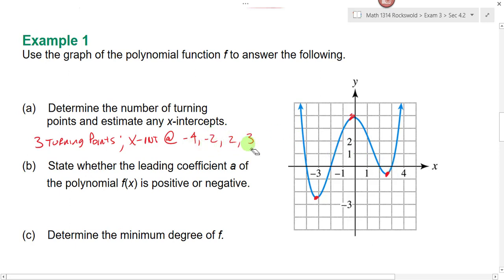So with 4 x-intercepts and 3 turning points, can you tell me what the degree of this polynomial might be? What the lowest degree would be? 4, x to the 4. The leading coefficient, is that going to be positive or negative? It's going to be positive because both of my endpoints are pointing up and it looks like a smile. So here we would say that A is positive and the minimum degree would be 4.